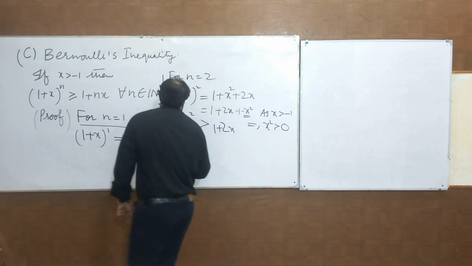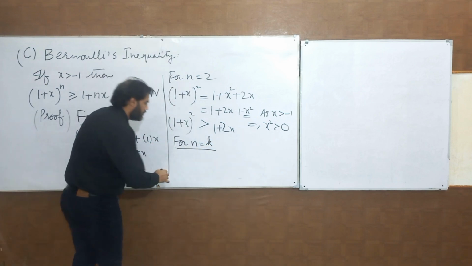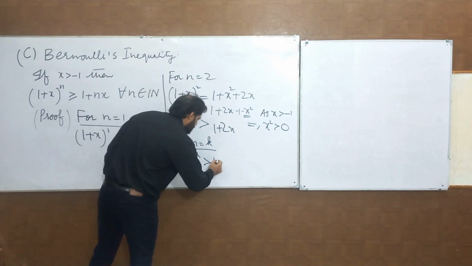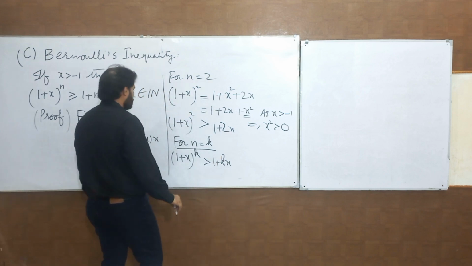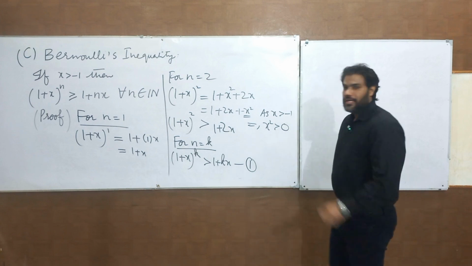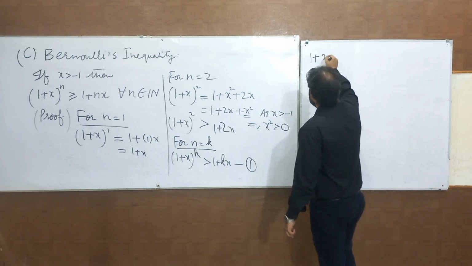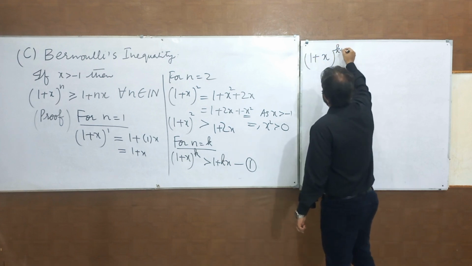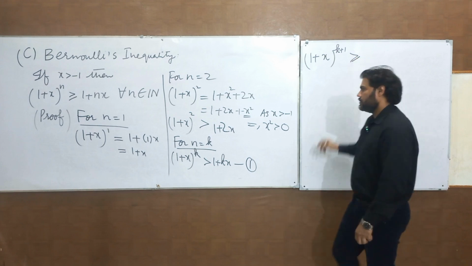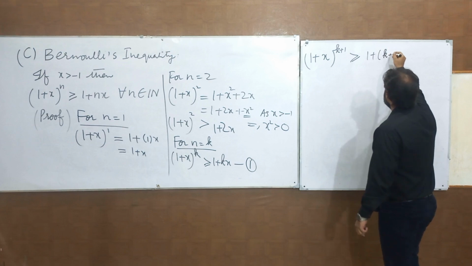For n equal to k, suppose that the statement is true for n equal to k, then it means (1 + x) to the power k is greater than or equal to 1 + kx, where k is a natural number. Suppose this is my inequality number 1. I will show that the statement is also true for n equal to k + 1. I have to show that (1 + x) to the power k + 1 should be greater than or equal to 1 + (k + 1)x.